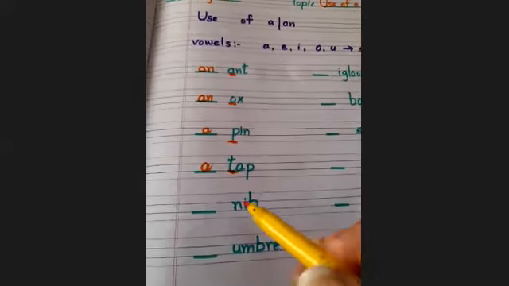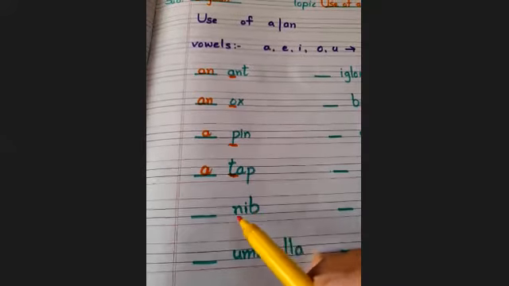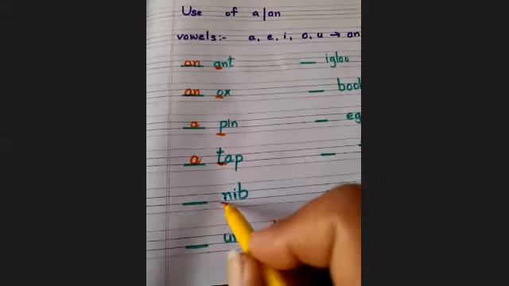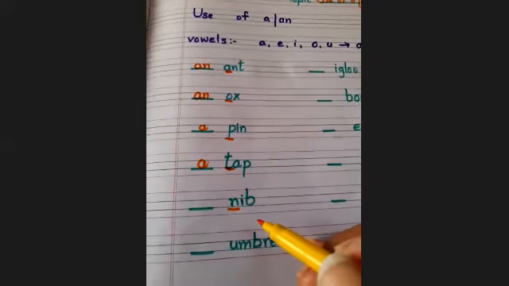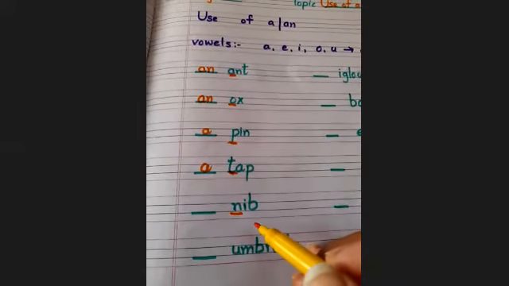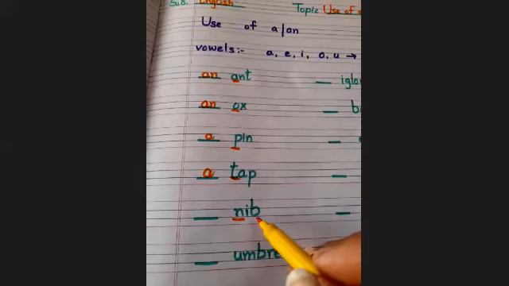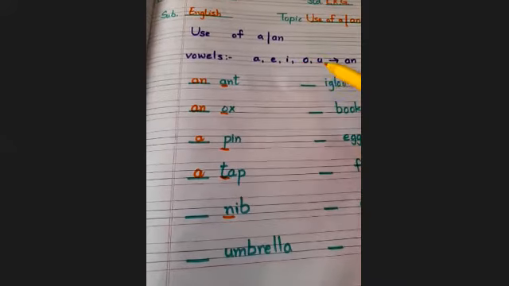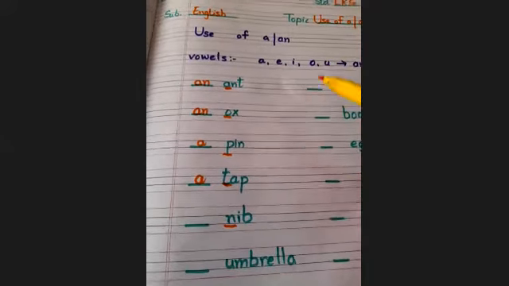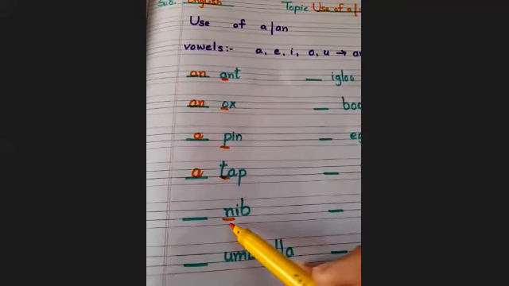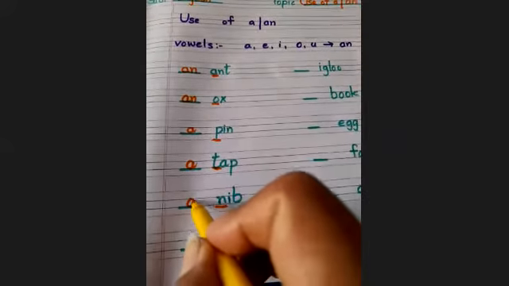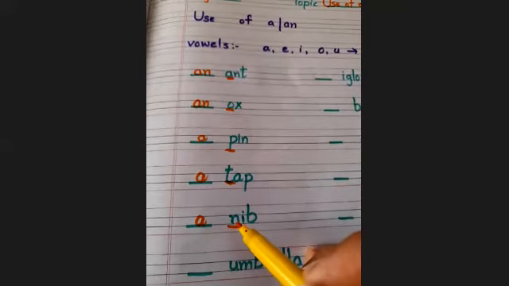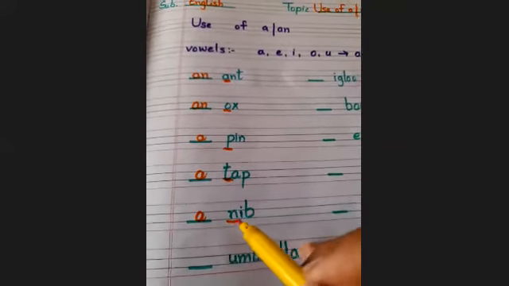Our next word is N, I, B. Nib. Now see carefully. The first letter is N. N is not a vowel. A, E, I, O, U. These are vowels. N is not a vowel. So we will write here A. We will write A with this consonant. A nib.